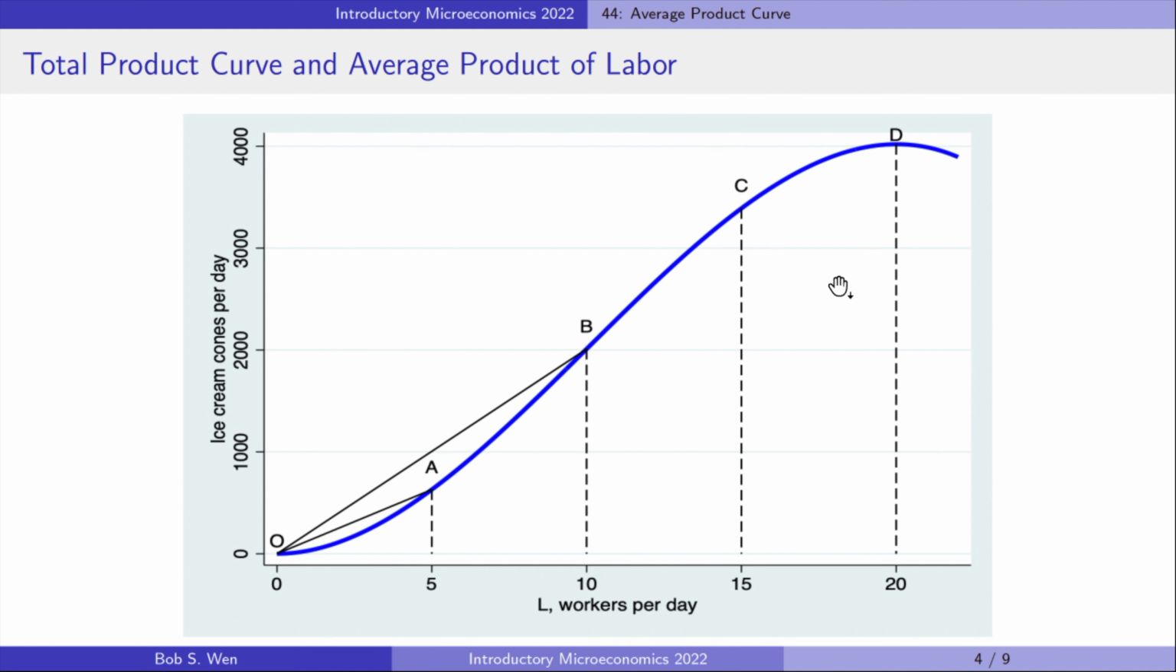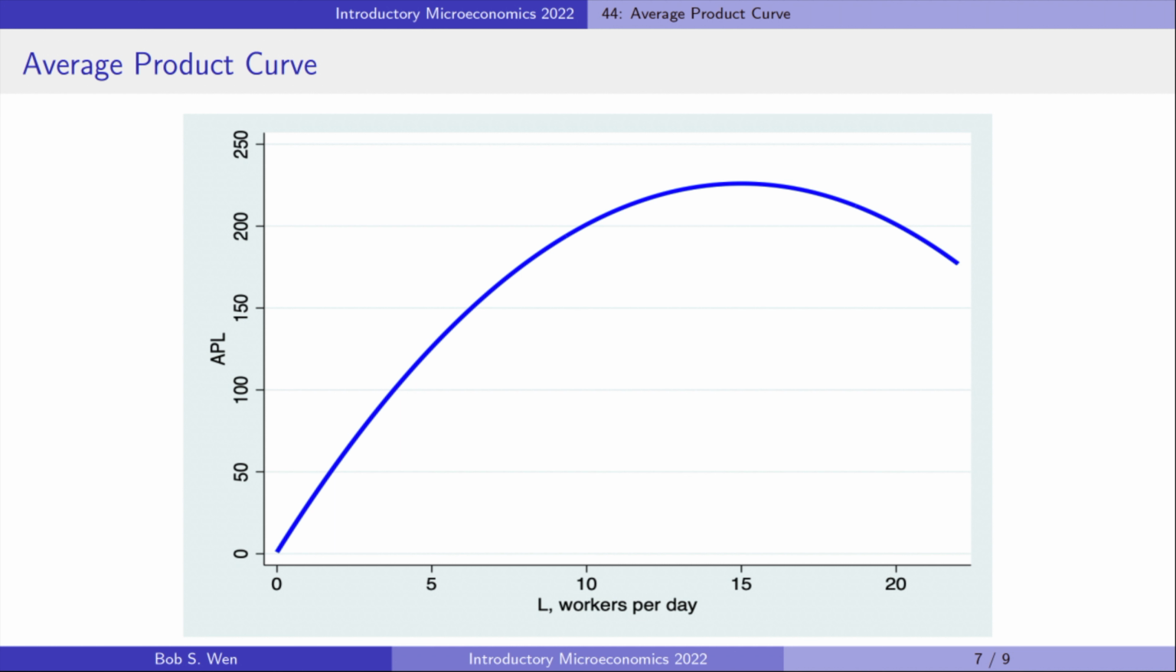The largest average product of labor is at point C, where the slope of the straight line connecting the origin and the point is maximized. We can plot the average product of labor. The average product of labor first rises and then falls as labor increases.